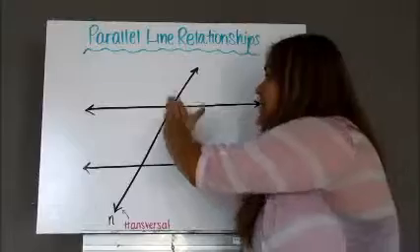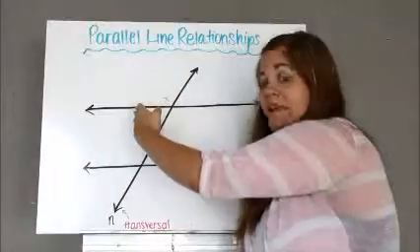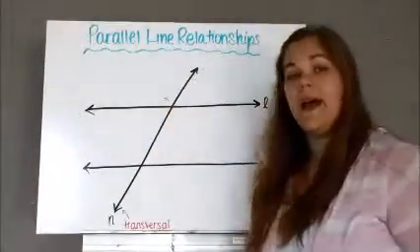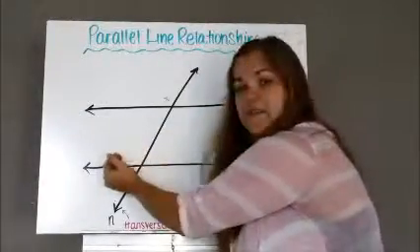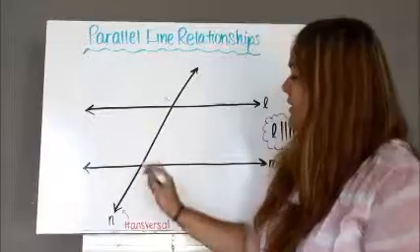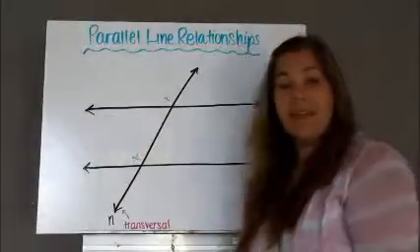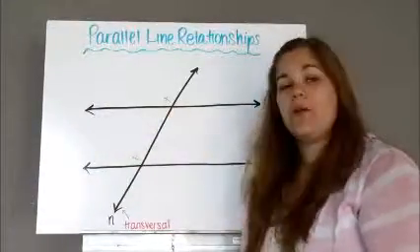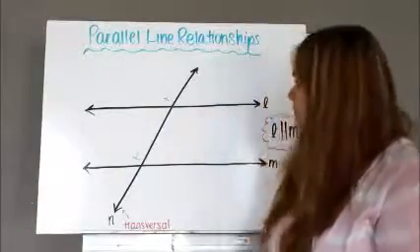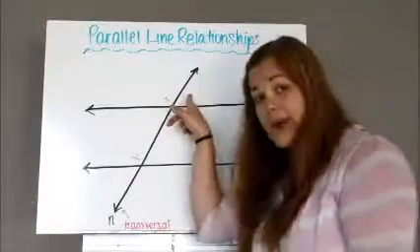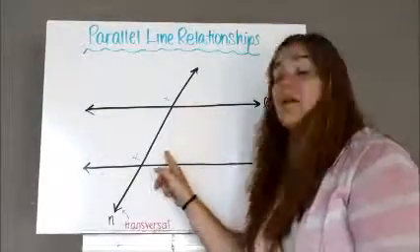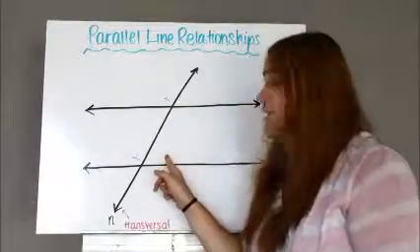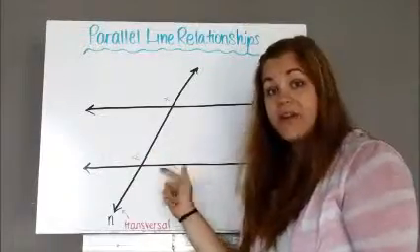This angle is on the left of that transversal and on top of that parallel line. So when I go down to the second parallel line, I'm looking to the left of the transversal and to the top of the parallel line, which is giving me that angle. Those two angles are corresponding. Also, this angle, it's on top of the parallel line on the right side of the transversal now. So when I look at the second parallel line, I'm looking on the right of the transversal on top of that parallel line.